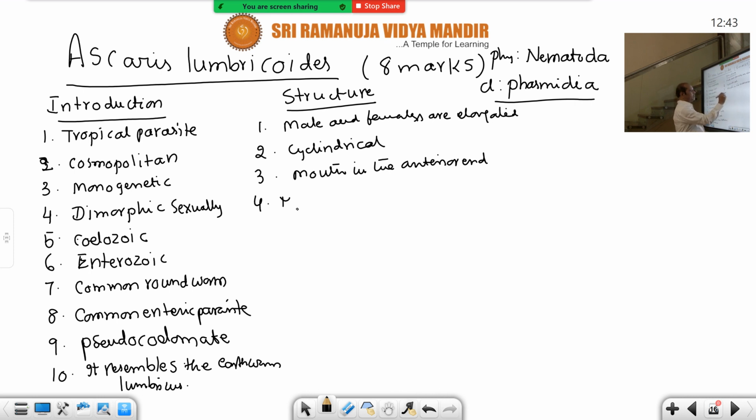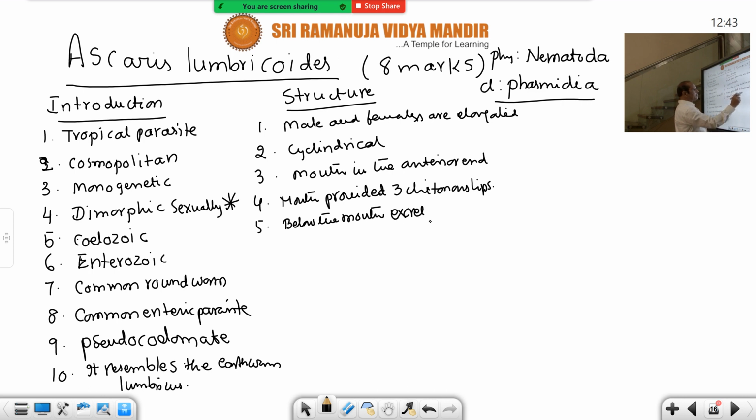The mouth is surrounded by three chitinous lips. This is a very, very important point. You put a star mark. It is also important: three chitinous lips, lips made up of chitin. Hence three chitinous lips are present. And just below the mouth, the excretory opening is present. This is the common feature of both male and females. Below the mouth, the excretory pore lies.